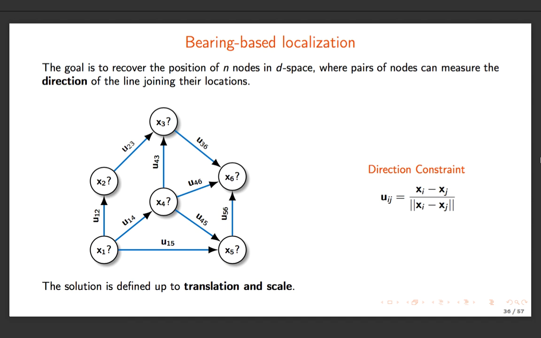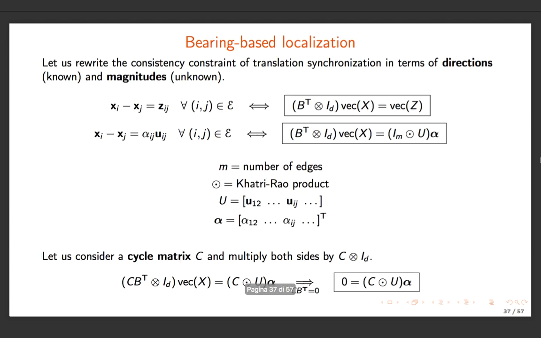The goal is to recover the position of n nodes in this space, where pairs of nodes can measure the direction of the line joining their locations, as shown in the formula. This problem can be modeled as a graph, where nodes correspond to the unknowns and edges correspond to the pairwise directions. Observe that the solution is defined up to translation and scale. Now I will explain an interesting formulation of bearing-based localization.